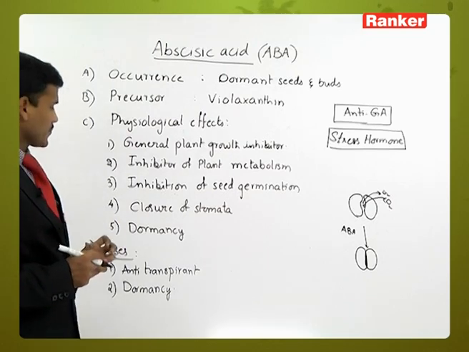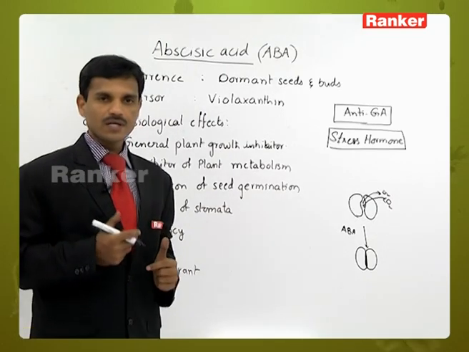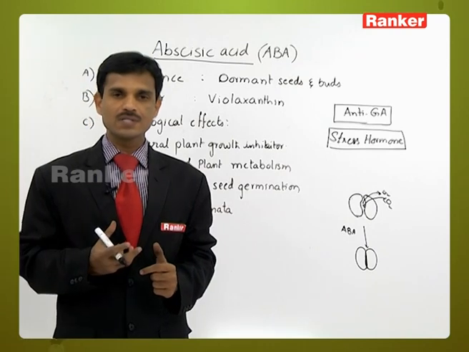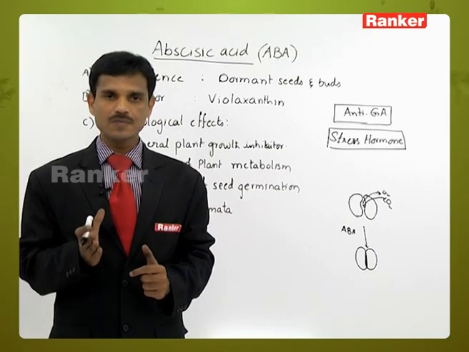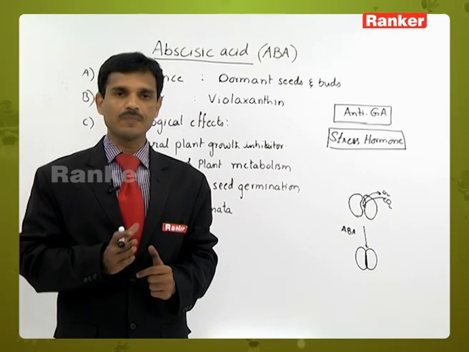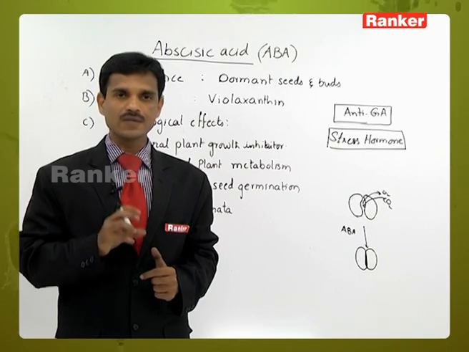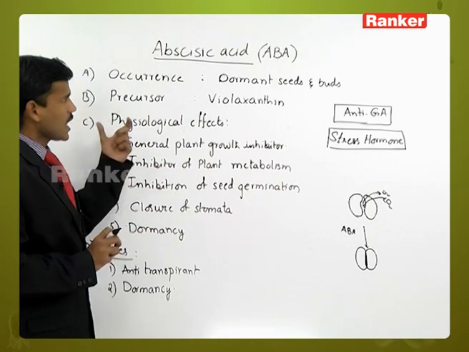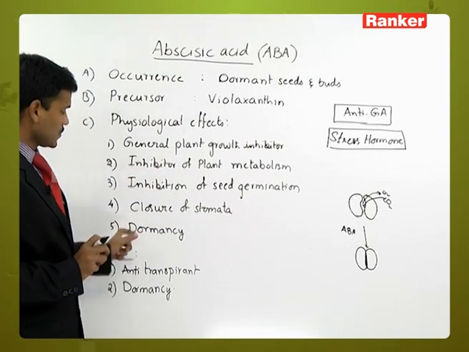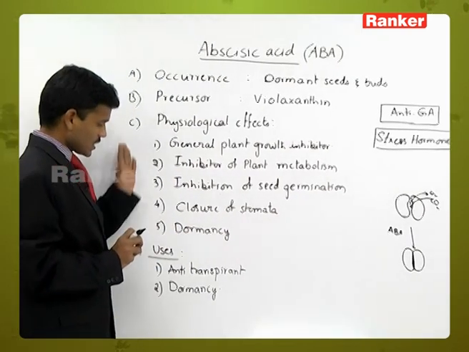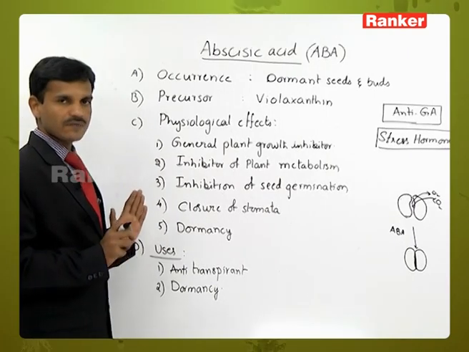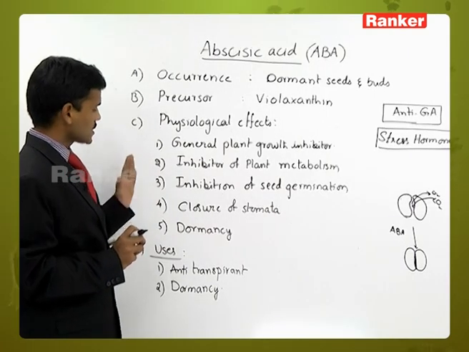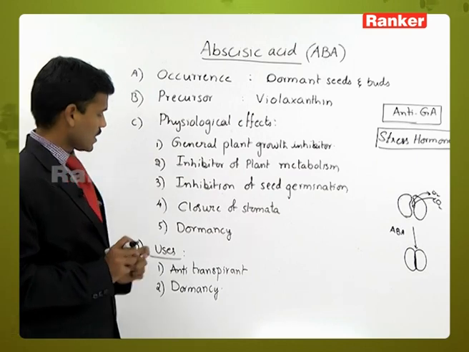Next, dormancy. Dormancy is a resting phase. Even in favorable conditions, sometimes the seeds or buds cannot develop. They are in the resting phase. This dormancy is induced by abscisic acid. These are some physiological effects of abscisic acid.